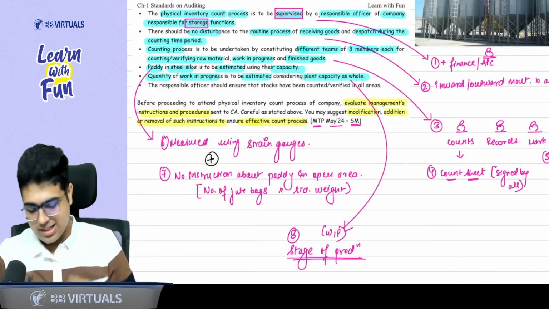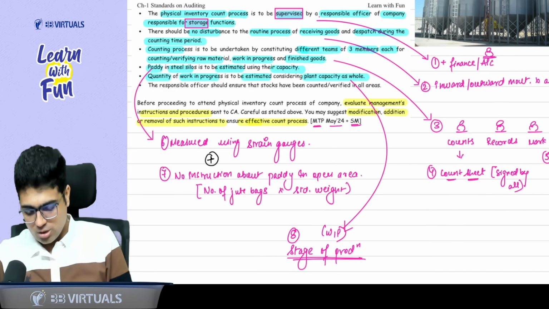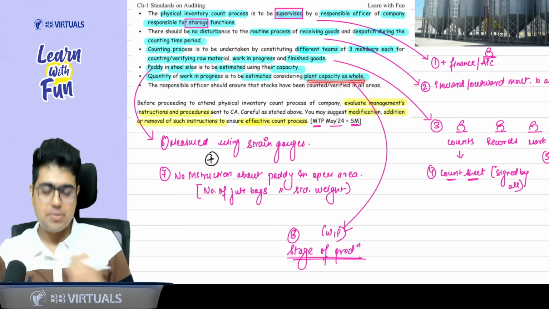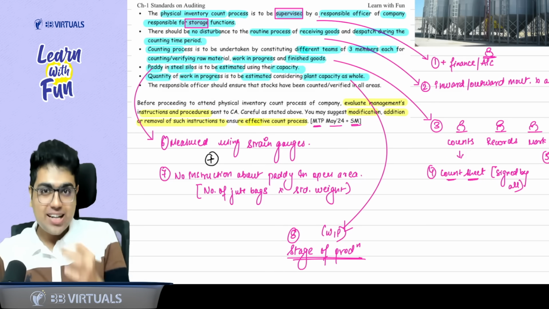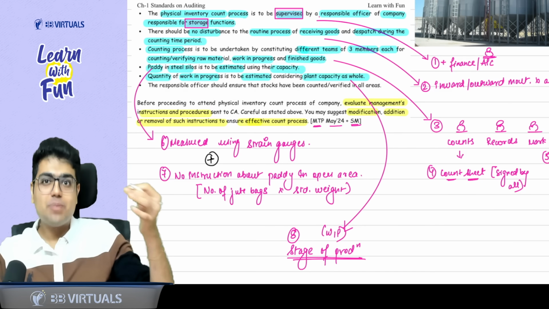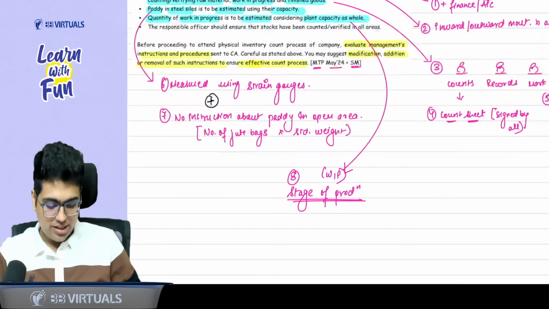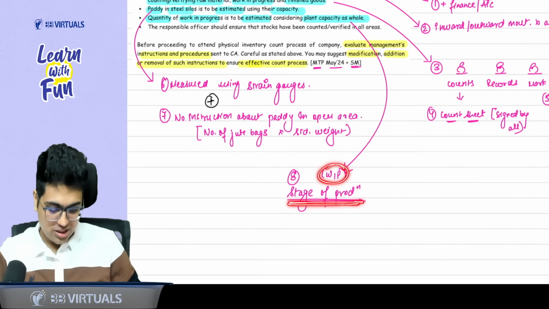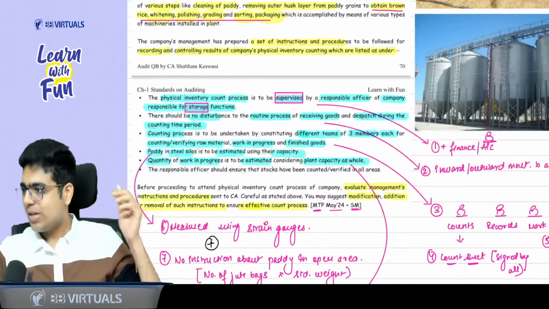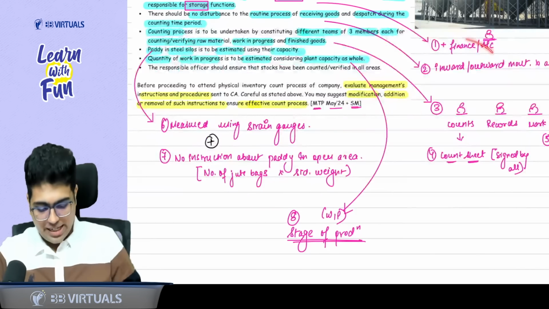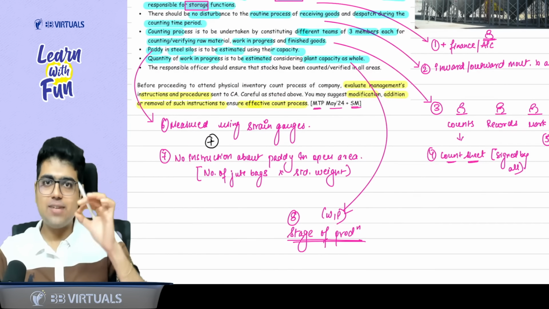Clear? Clear, sir. And the last point says quantity of work in progress is estimated considering the plant capacity. Work in progress is calculated on the basis of stage of completion, not plant capacity. So right here, work in progress should be on the basis of stage of production. So can I say this question is more on common sense? Yes, sir.